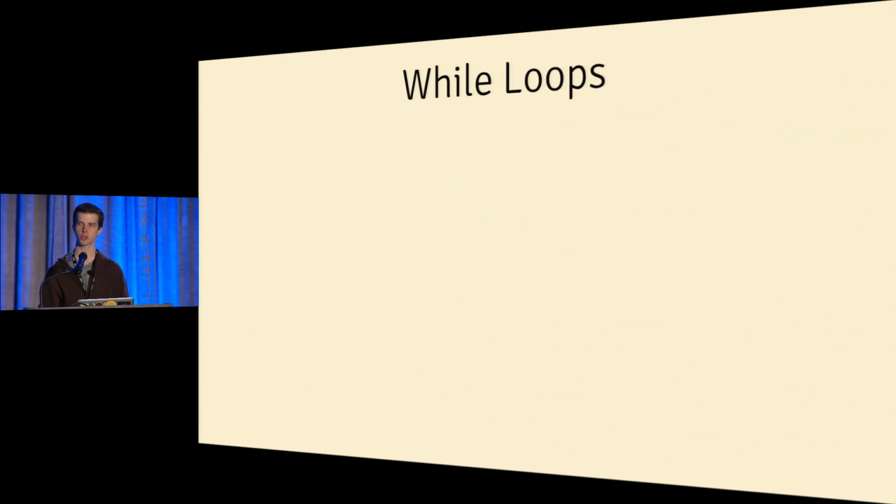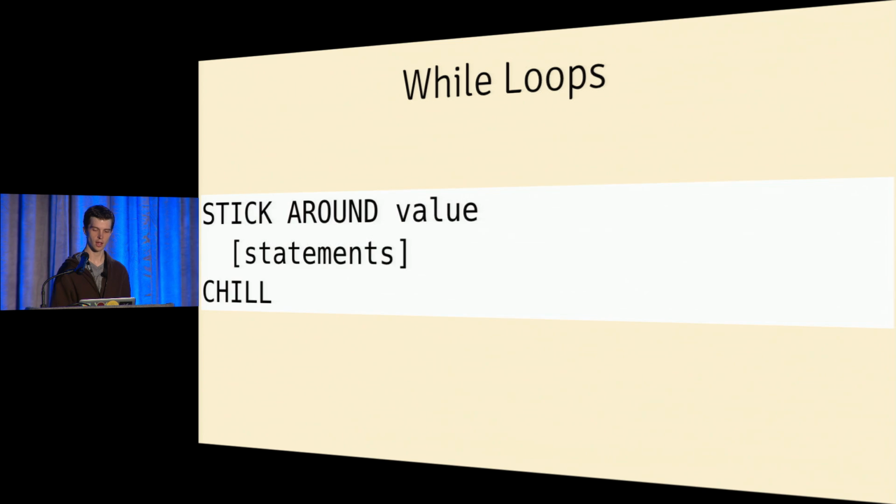The only looping structure in Arnold C is a while loop, because that's all that you need, really. The stick around keyword will continue to execute as long as value is true, and you end your while loop with a chill statement, or keyword, sorry. So that's basically everything that's available in Arnold C.